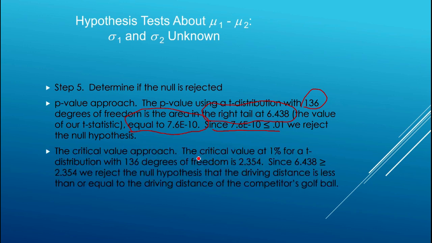We can also use the critical value approach. All we have to do with the critical value approach is go to a t-table, or you can use an Excel function to do this. Look at a t-distribution with 136 degrees of freedom, and look for the critical value for a 1% level of significance in the table, and you'll find that the value is equal to 2.354. Using the critical value approach, 6.438 is bigger than 2.354, so we reject the null hypothesis again.